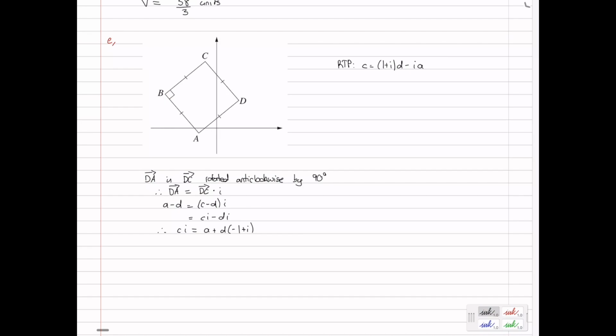So multiplying everything by negative i gives C equal to negative Ai minus iD times negative 1 plus i. Distributing the negative i through this bracket gives me negative i times negative 1 is positive i. Negative i times i is negative i squared, which is positive 1. So therefore I have 1 plus i times D minus Ai, which is what I wanted to prove.